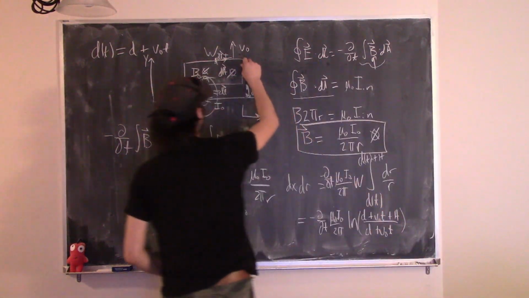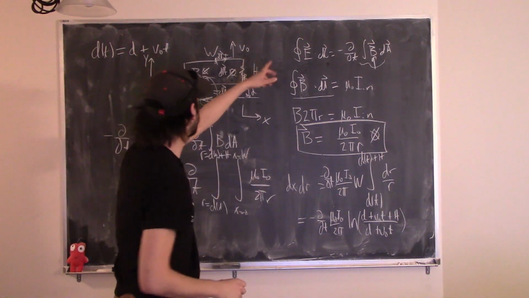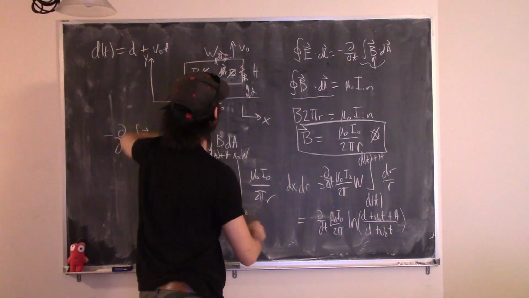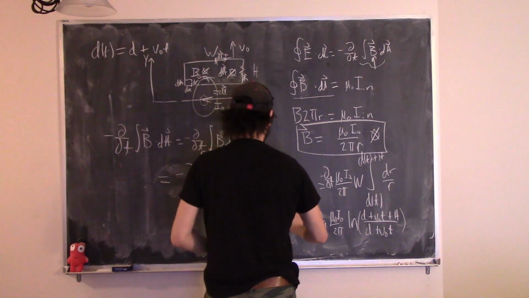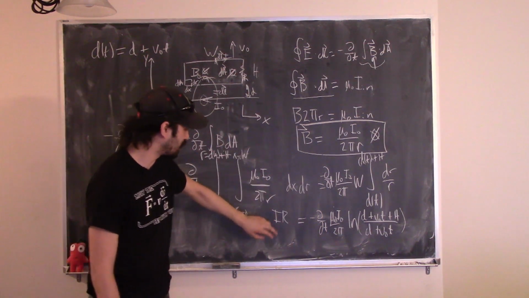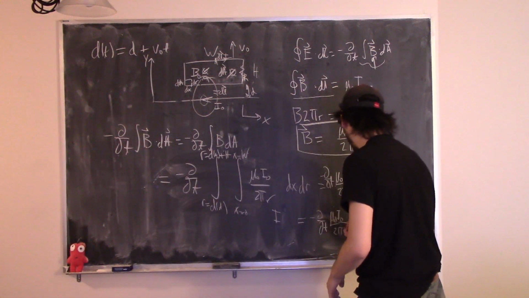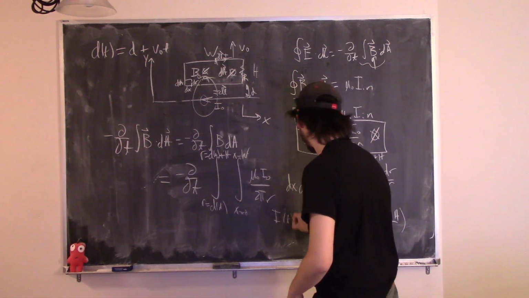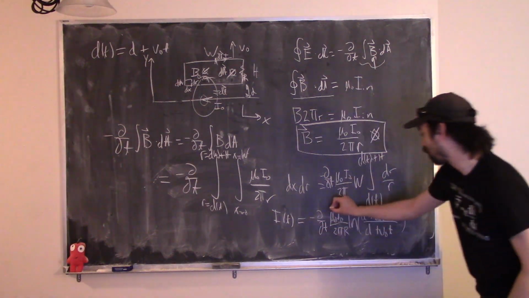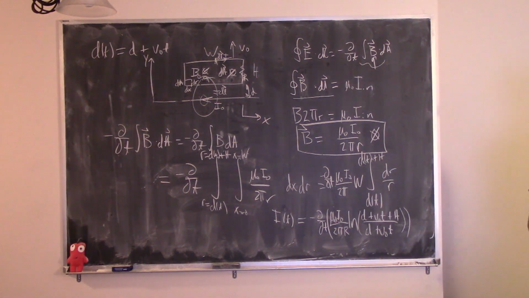And so if I know that this loop has some resistance of R, then the left-hand side, because my dl and my I are going to be in the same direction, is just going to be I times R. And so in order to find I as a function of time, I can divide both sides by R. And so I as a function of time is equal to the negative partial derivative with respect to time of this whole term that we have here. Okay.